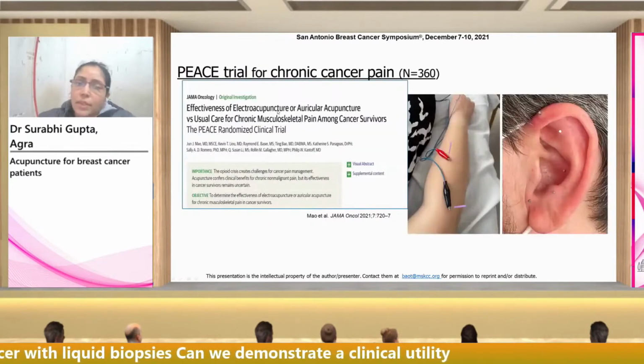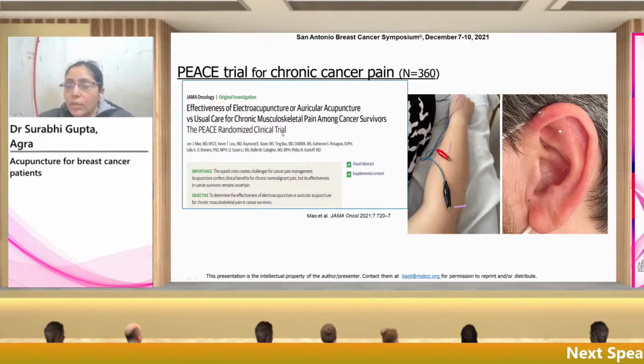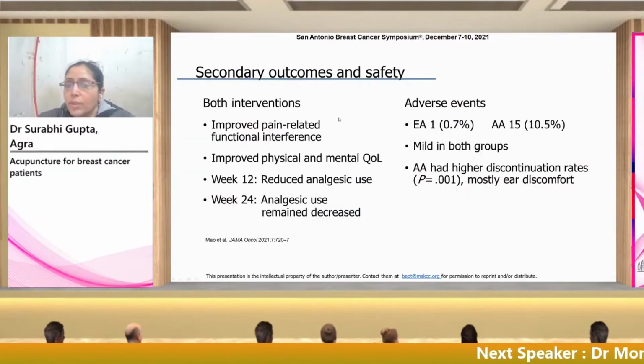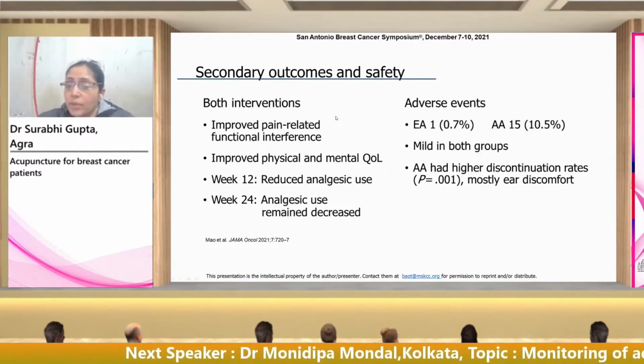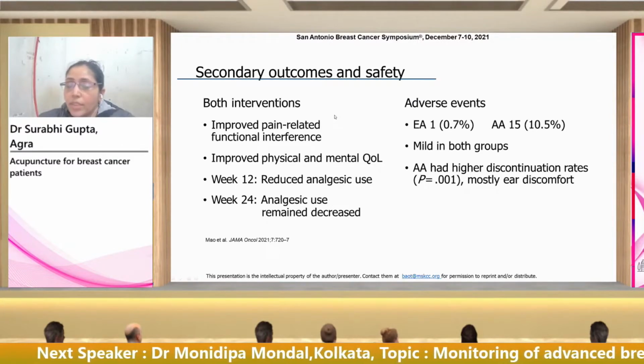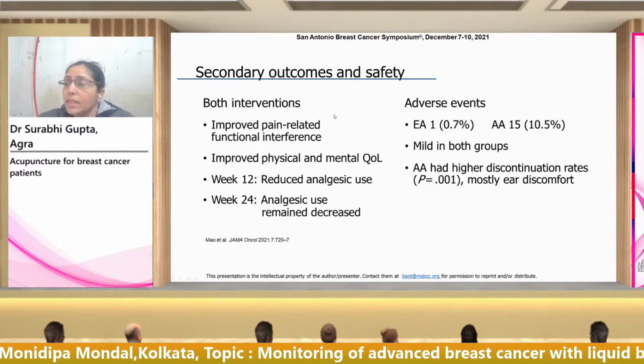Another trial, the PEACE trial, was done again for musculoskeletal pain among breast cancer survivors, which compared electroacupuncture with auricular acupuncture and usual care. Both of these interventions showed improved pain-related function interference and improved physical and mental quality of life. Up to week 12 there was reduced analgesic use, and it continued up to week 24. It means the response was consistent.